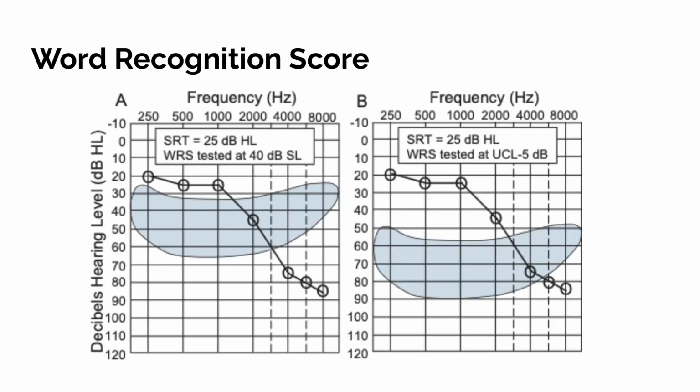In this figure, we can see how much more acoustic information is available to the patient when we test at UCL -5 compared to 40 dB above SRT. So comparing 65 dBHL on the left for a presentation level to 85 dBHL on the right, you can see that we have far more acoustic information audible to the patient on the right-hand figure, indicating we have a higher chance of reaching PBmax.